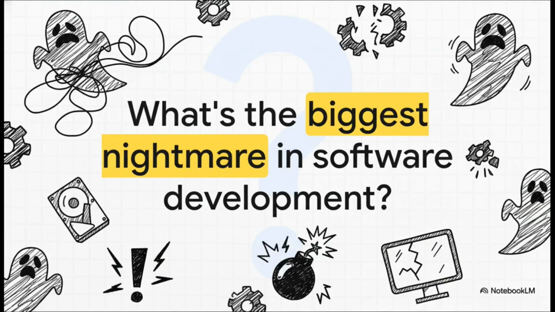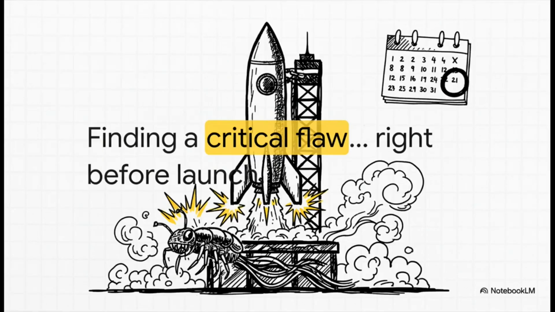But first, I have a question for you. What is the single biggest, most hard-stopping nightmare for any software team? Just think about it for a sec. Yep, that's the one. You pour months, maybe even years of work into a project, and then you find a show-stopping, catastrophic bug just days before you're supposed to go live. It's the kind of thing that can sink an entire project.